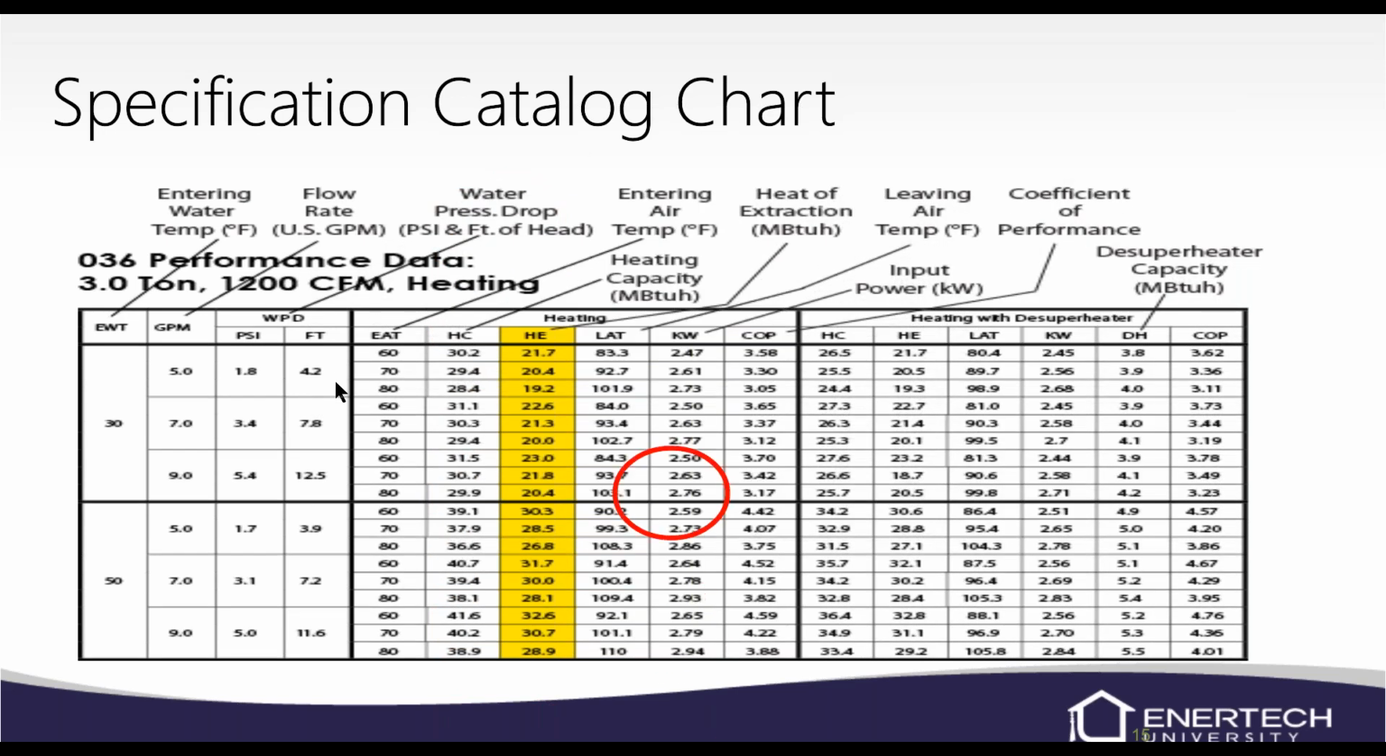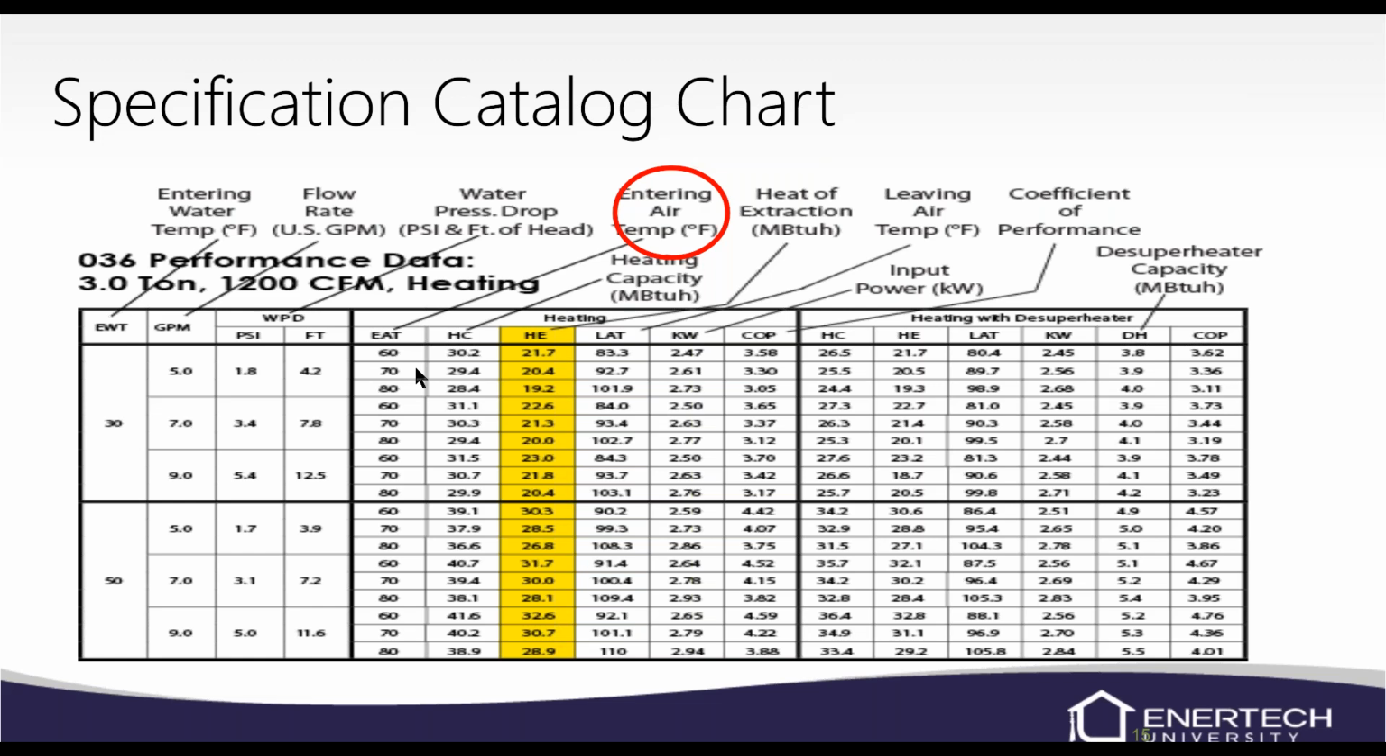Again, water pressure drop, entering air temperature is the return air temperature on the unit. So we have 60, 70, and 80 listed there. If your numbers are outside of that, say you've got 75 return air temp or 65 return air temp, we do have a correction factor in the IOM. In my 8.5 years at Enertech, I don't know if I've ever used the correction factor. Usually it'll work out pretty closely.